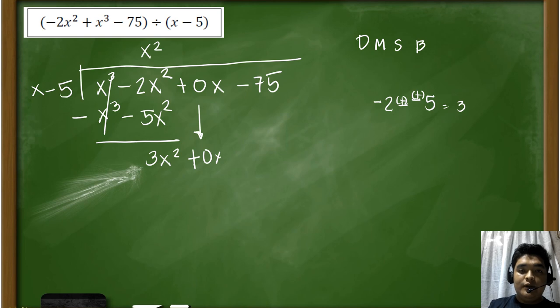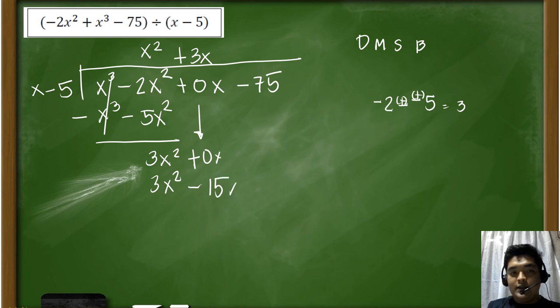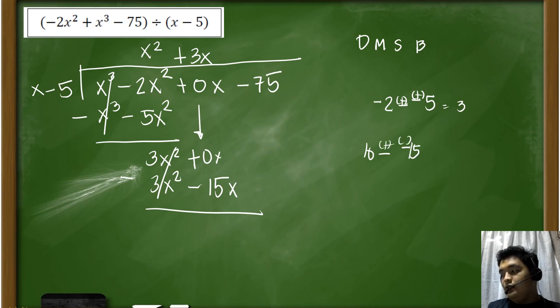Now 3x squared divided by x is 3x. Again, when dividing, you subtract the exponents. 3x times x is 3x squared. 3x times negative 5 is negative 15x. Then 0 minus negative 15 is positive 15x. Then bring down the negative 75.